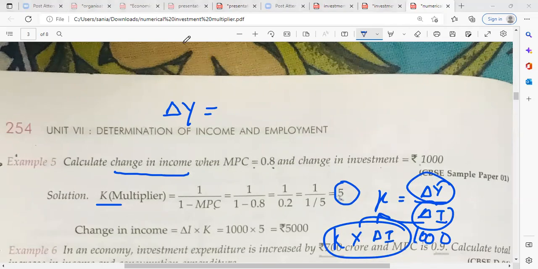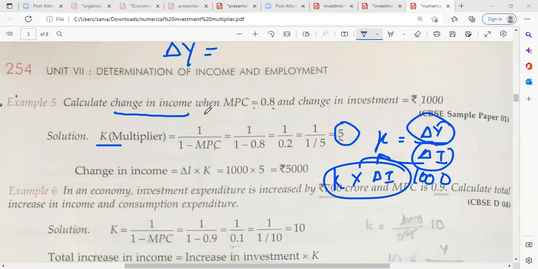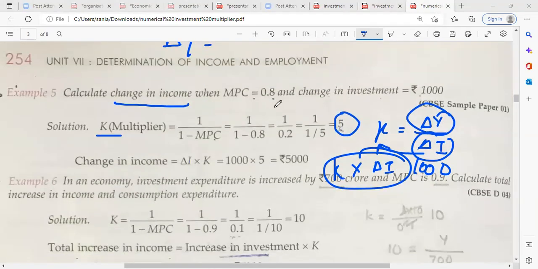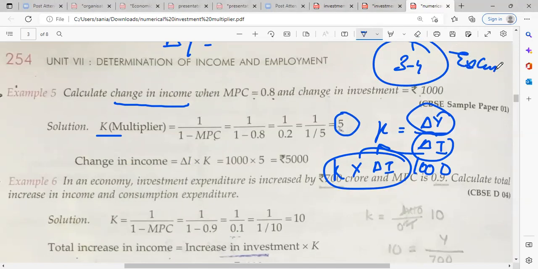Yes, ma'am. Okay. Pranav, you got the same answer? Yes, ma'am. Okay, good. We will be doing a few more questions, 3 or 4 questions for this chapter in the next class, and then we'll start with excess demand. Okay, then students. Okay, ma'am.